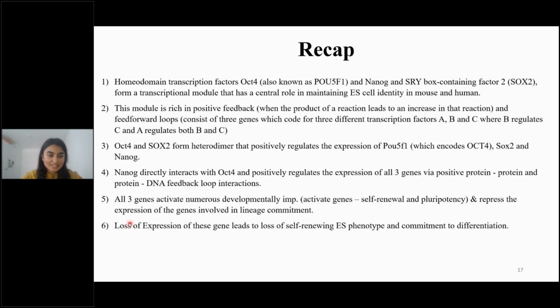All three genes activate numerous developmentally important genes and repress the expression of the genes involved in lineage commitment, which we saw. The loss of expression of these genes leads to loss of the self-renewing embryonic stem cell phenotype, and it leads to commitment to differentiation.